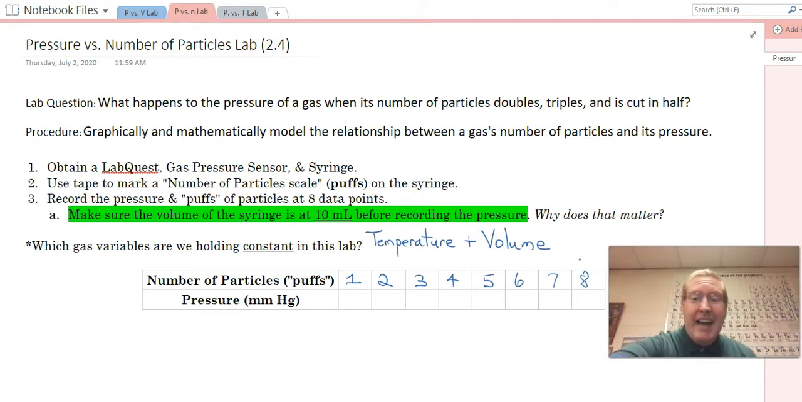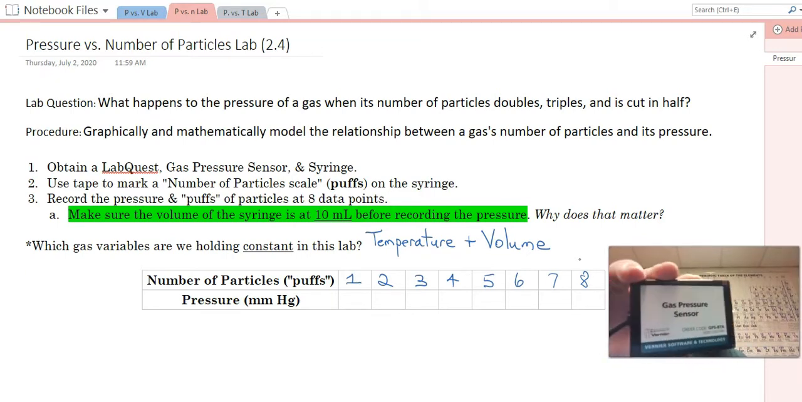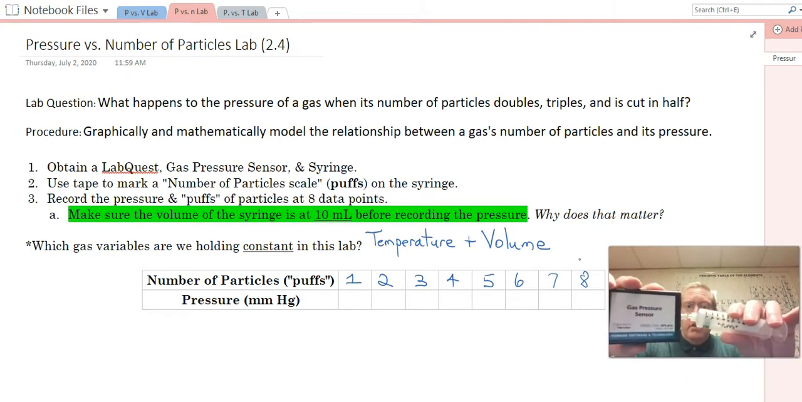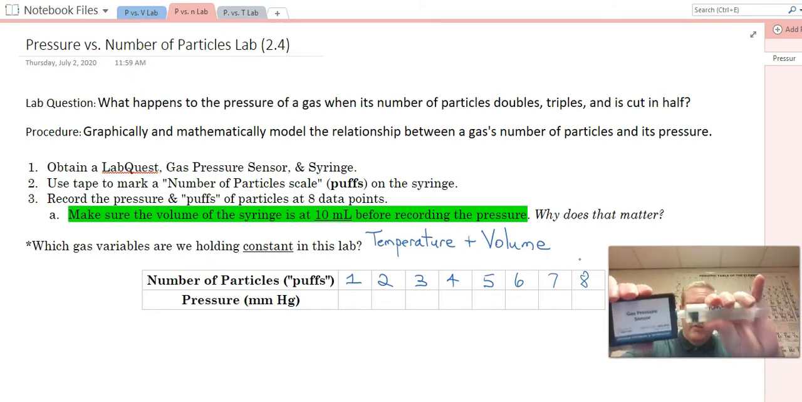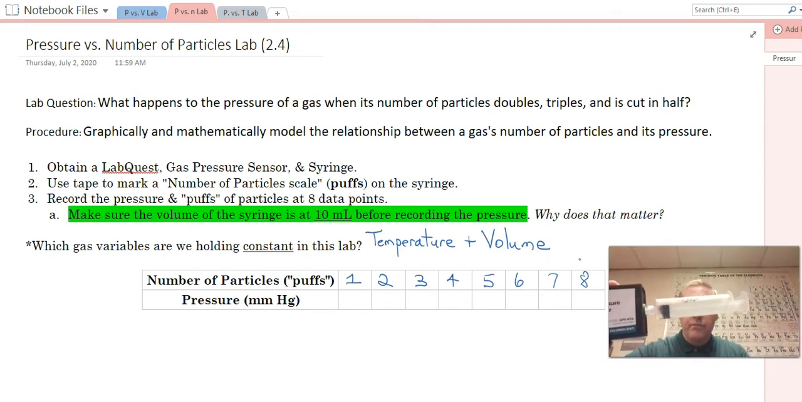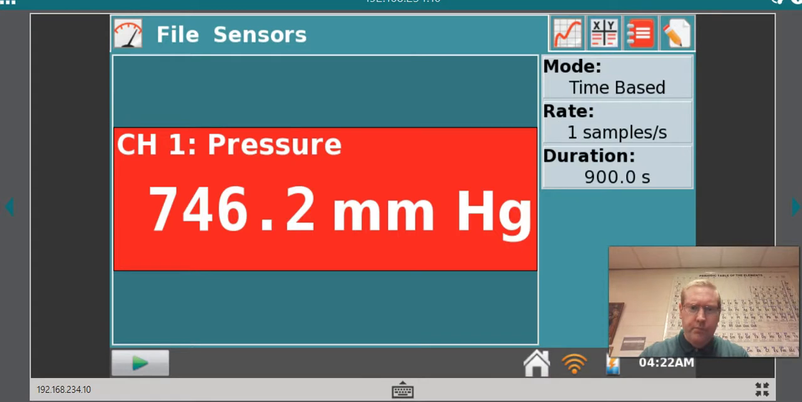And it's only now that I'm going to grab my gas pressure sensor, connect my syringe to the gas pressure sensor. I just screw them together like this. And remember, I can't get the pressure reading until I adjust the syringe to 10 milliliters. That's why I did not want to cover up the volume markings, because I still need to know where 10 milliliters is. So what I'm going to do, let's go over to the LabQuest screen.